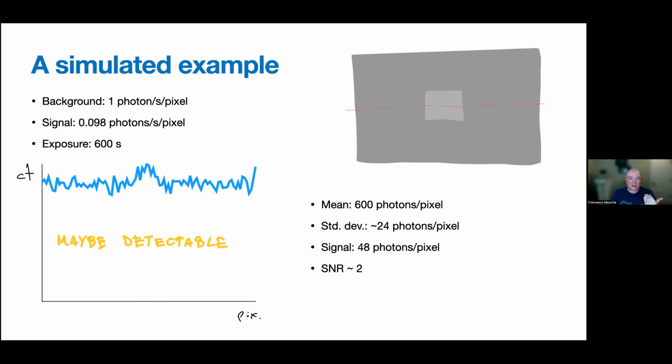Now let's do the same with a larger number of photons. I have the same background, 1 photon per second per pixel, and I increase the signal. Sorry, this is a mistake: it used to be 0.08 photons per second per pixel. And the exposure is still 600 seconds. So the mean is the same, and the standard deviation is still 24 photons. The signal collected from the object, in this case, is 48 photons per pixel. So the signal to noise ratio has become 2.